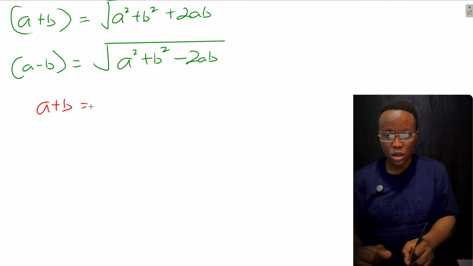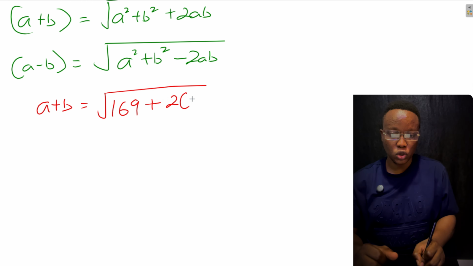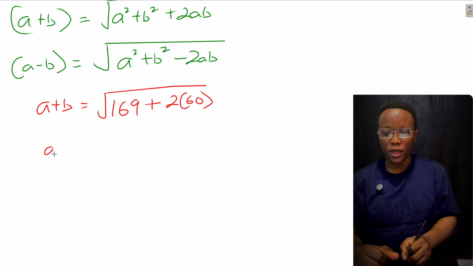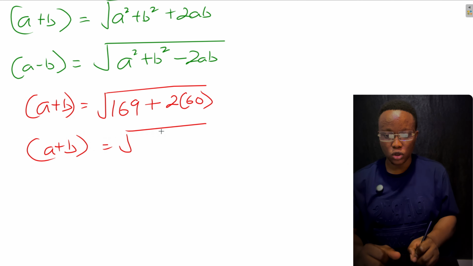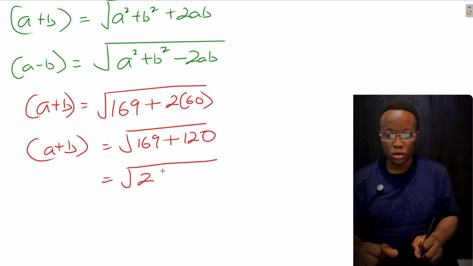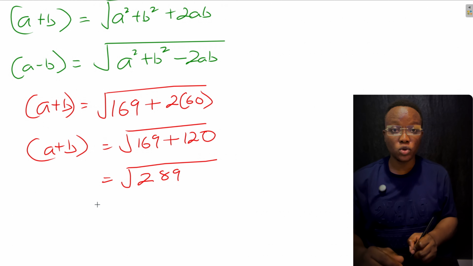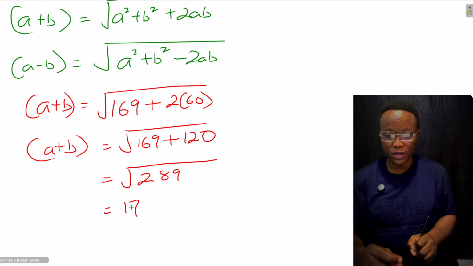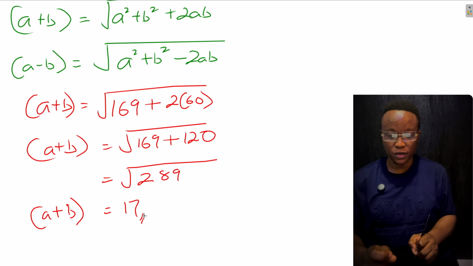A plus b is equal to the square root of 169 plus 2 into 60. So a plus b is equal to the square root of 169 plus 120, which gives us the square root of 289. And the square root of 289 is equal to 17. So a plus b is now equal to 17.